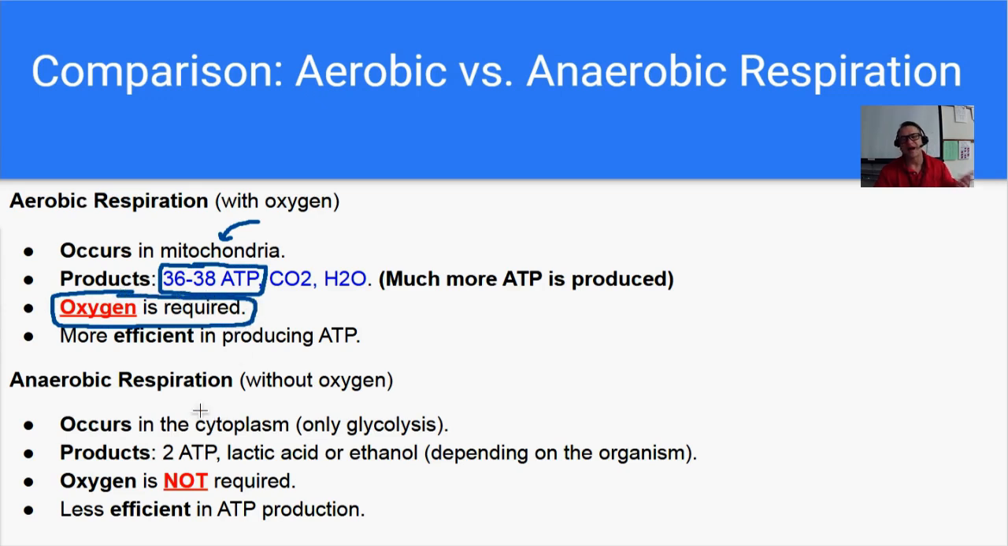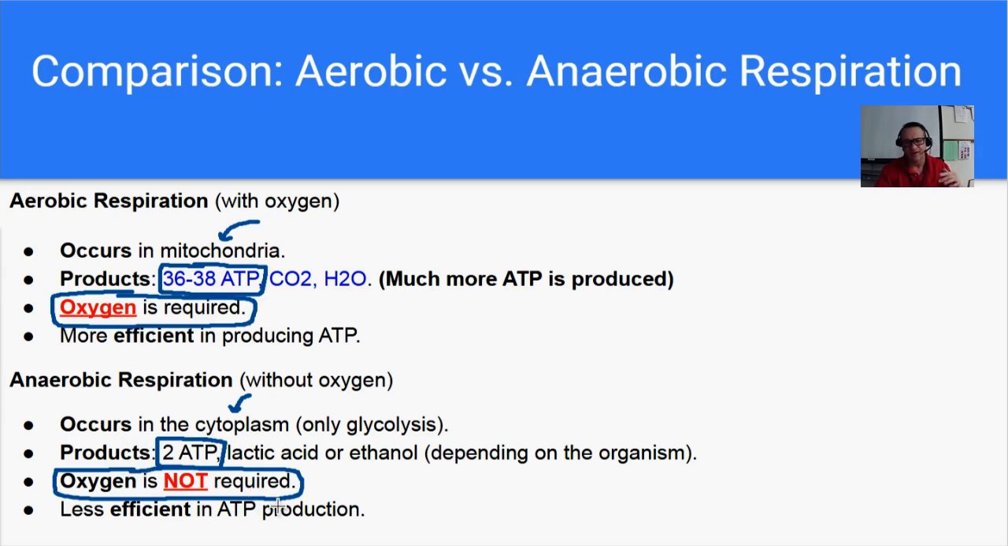Now, the opposite of that is anaerobic respiration. This is going to occur in the cytoplasm, not the mitochondria. It's only going to make a whopping 2 ATPs. And in this one, oxygen is not used. So some organisms perform anaerobic exclusively. That's all they do, like bacteria. They don't do aerobic, they do anaerobic.